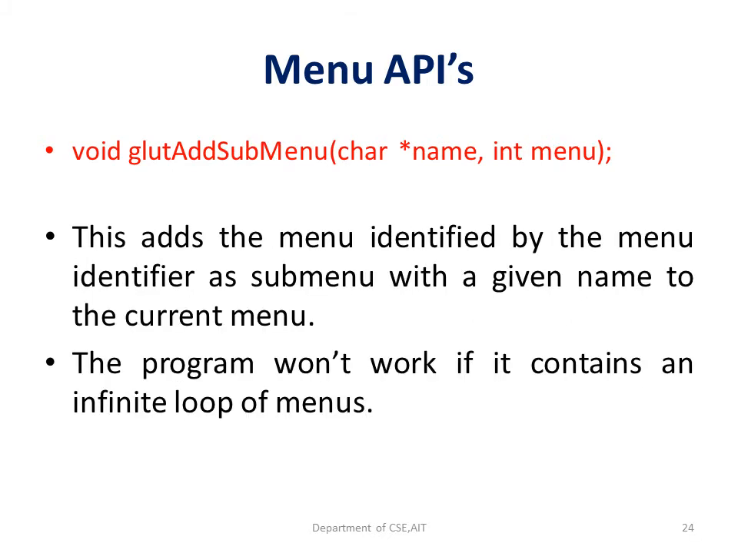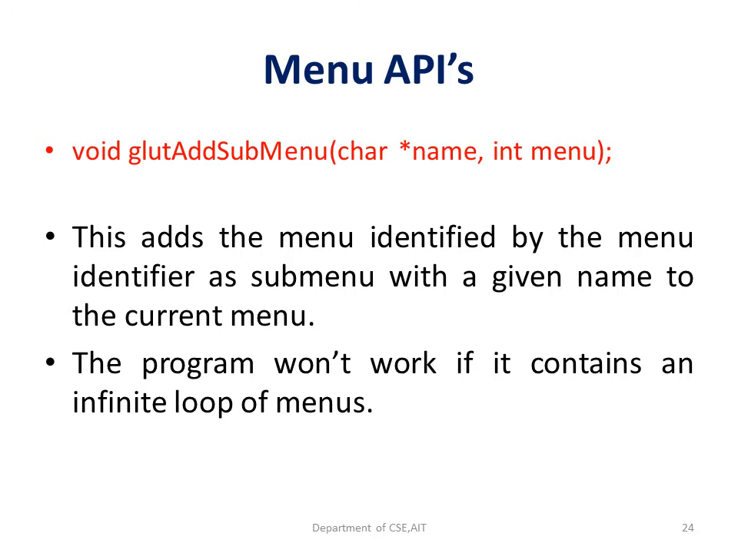The glutAddSubMenu has two parameters, that is the name and menu. So glutAddSubMenu is going to add the menu, that means whatever number we have here, the integer menu, that menu will be added as the submenu, and this will also be given a name, whatever name we have specified here, that name will be associated with it.